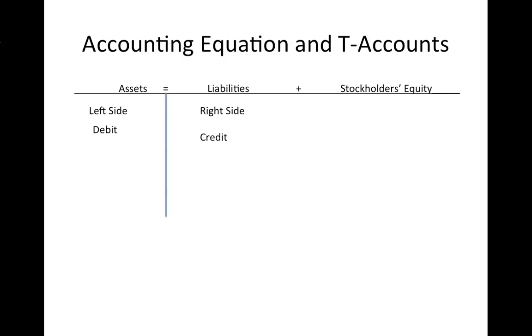When you're thinking about the debit side and the credit side and assigning it to assets, liabilities, and stockholders' equity, this is just kind of a visual of what you might want to use. If you think of that accounting equation, make a T with it, you can see that assets are on the left side or the debit side of the equation, and liabilities and stockholders' equity are on the right side or the credit side of the equation. Remember that debit is always left and credit is always right.